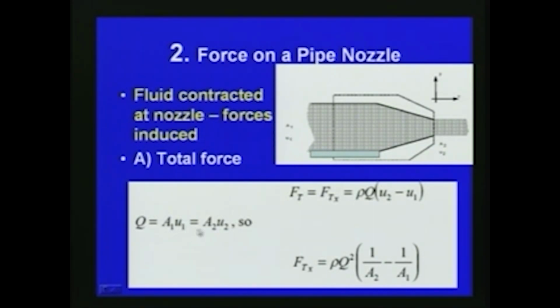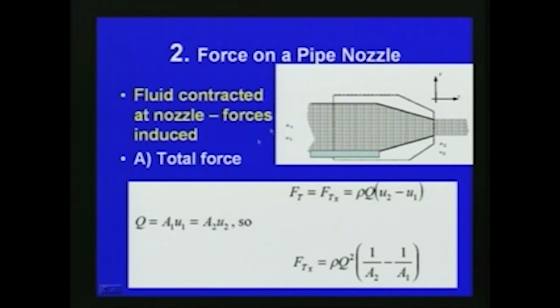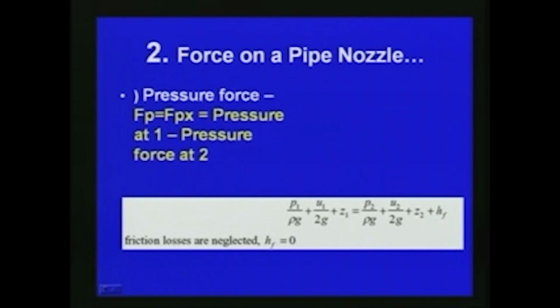If we use the continuity equation, Q is equal to a1 u1 is equal to a2 u2. Hence we can write the total force in the x direction, Ftx, is equal to rho Q square into (1 by a2 minus 1 by a1), as shown in this slide. Like this we can find the total force. We have already found the total force with respect to the x direction, so the next step is to find the pressure force.